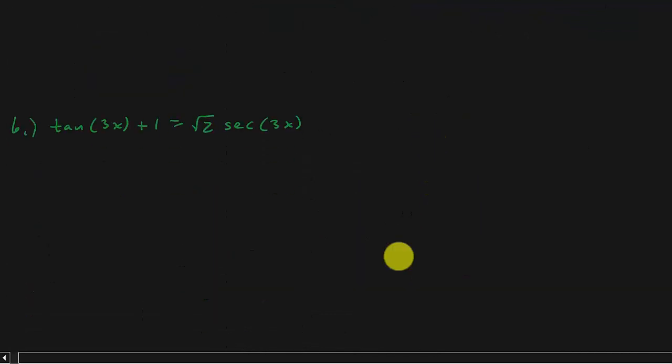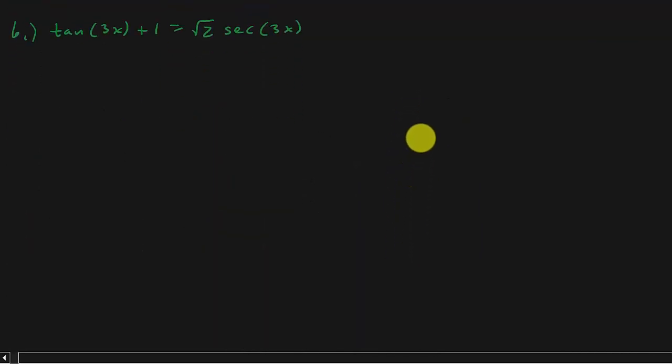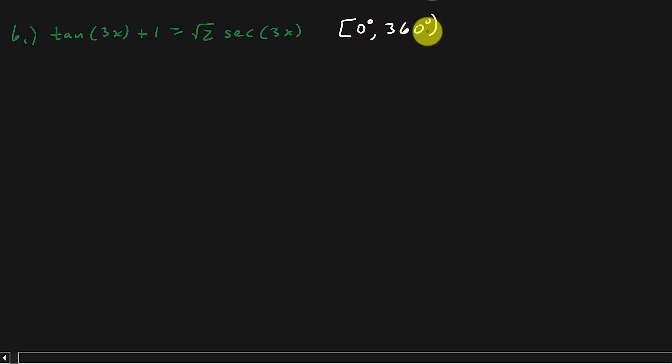All right, so this one's the last problem. All right, and I think for this one, let's go back to degrees. Okay, let's go back to degree measure. Now we've got tangent 3x plus 1 is equal to the square root of 2 times secant 3x.